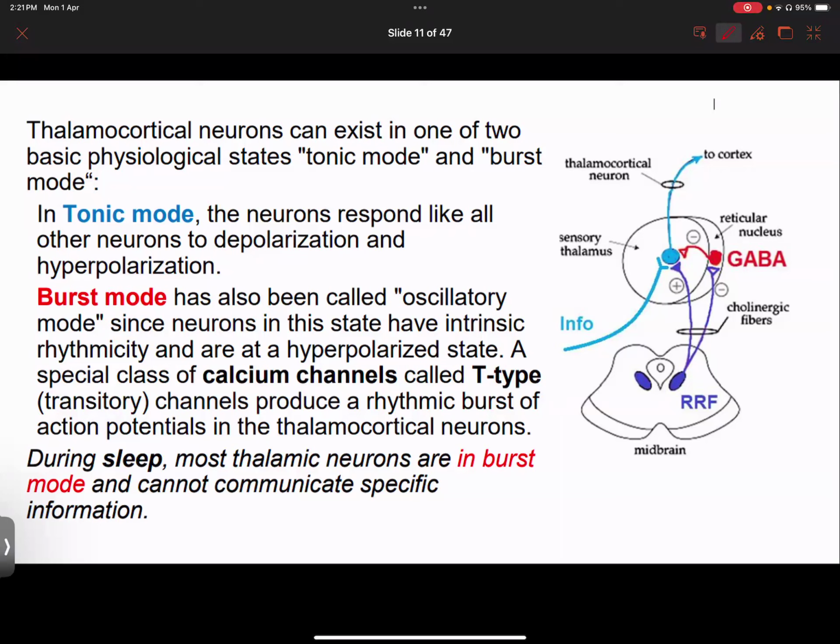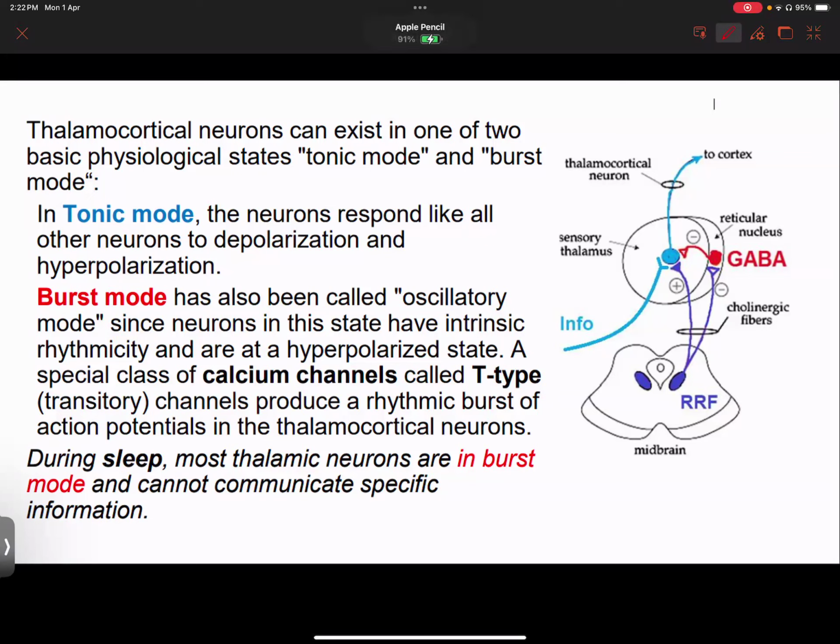Now, what helps them have the burst is a specific class of calcium channels, the T type calcium channels. These calcium channels are only found on the thalamocortical neurons, and they are what allow them to have the burst mode. So when one of these calcium channels is triggered, there's going to be a rhythmic burst of action potentials in the thalamocortical neurons, resulting in burst mode. Tamam.